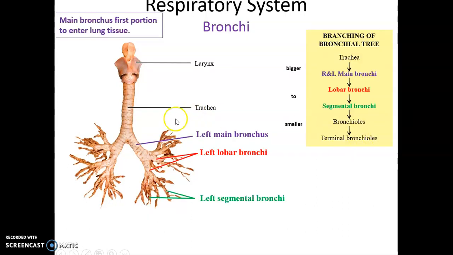So the bronchial tree initially starts with the right and left main bronchi. So the trachea within the mediastinum will then split with a left main bronchus and a right main bronchus. The main bronchus will then further split into the lobar bronchi. And then the lobar bronchi will further split into these even smaller segmental bronchi. Segmental bronchi will continue to split into smaller bronchi, eventually becoming microscopic bronchioles, and then leading to the terminal bronchioles, so going from bigger tubes to smaller tubes.